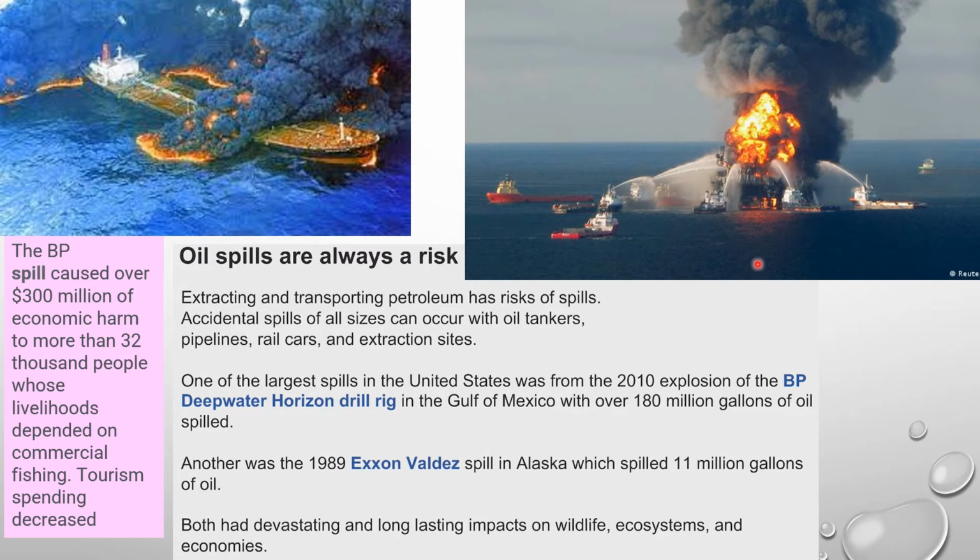And on the right, you'll see one of millions of pictures of the BP Deepwater Horizon drill rig that was in the Gulf of Mexico. That happened in 2010, so you guys were little ones at that time, and 180 million gallons of oil spilled. So this happened out in the Gulf of Mexico, and the other one happened up in Alaska, Pacific Ocean side, obviously. Okay?